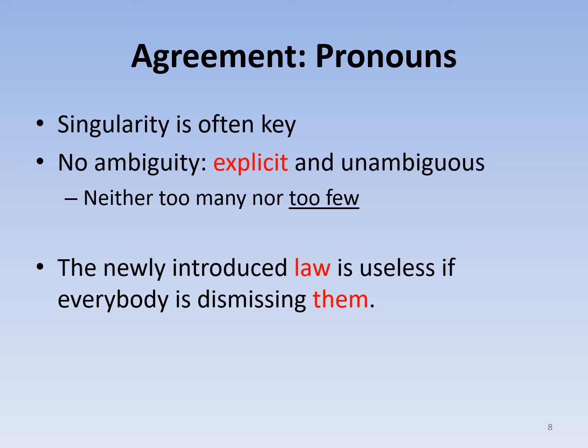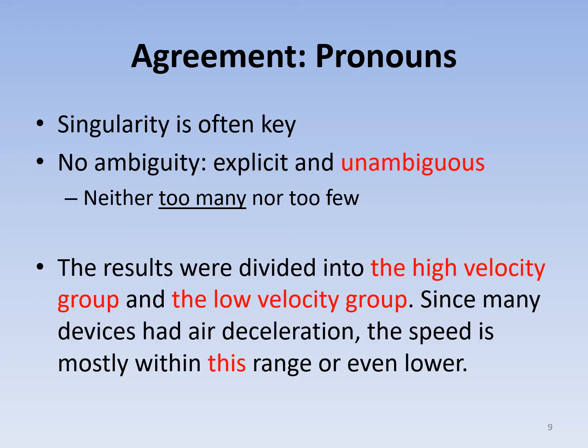On the other hand, let's look at this sentence. "The results were divided into the high group and the low group, and since many devices had high air distiller, the speed is mostly within this range or even lower." Which range? Right? So this is what I mean by the sentence not being unambiguous. It's being ambiguous because there are too many things that are matched to the same pronoun.